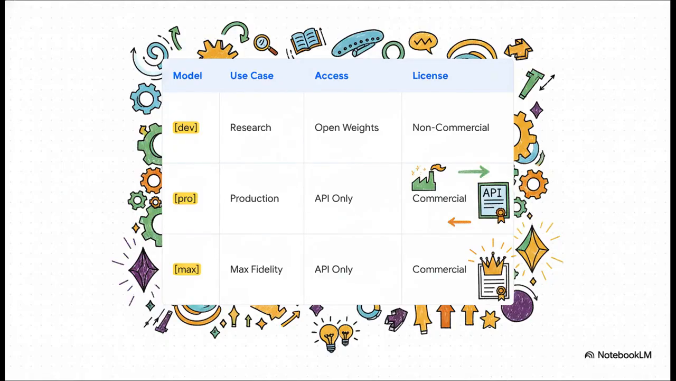And this table here just breaks it down nice and clean. The Dev model is for playing around for research. The Pro model is going to be the workhorse for daily production. It's the perfect balance of speed and quality. And then you have the Max model, and that's for those high-end jobs where you need the absolute best fidelity possible. A clear lineup, something for every type of user.